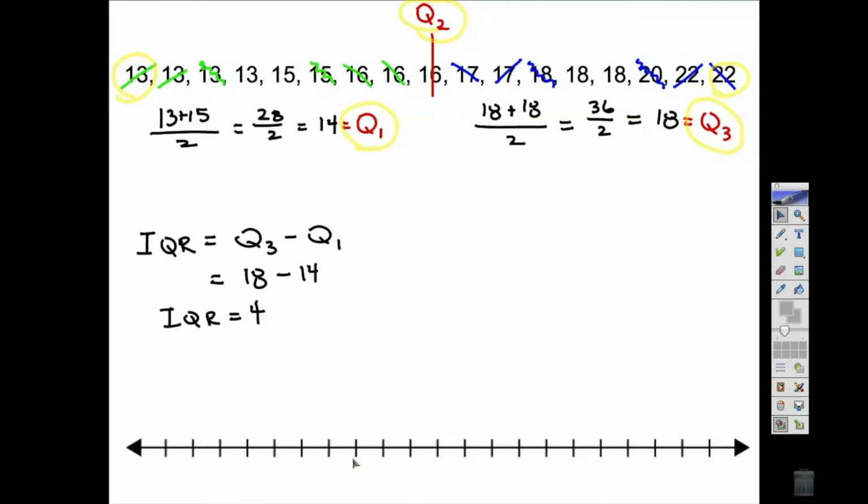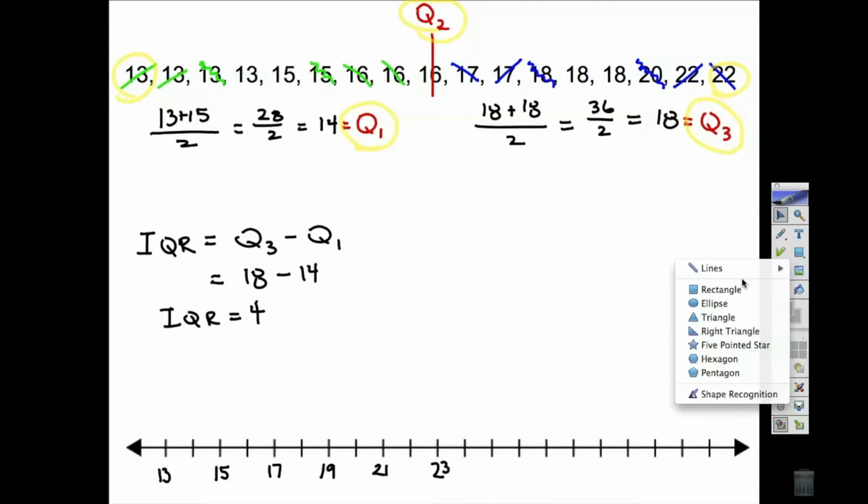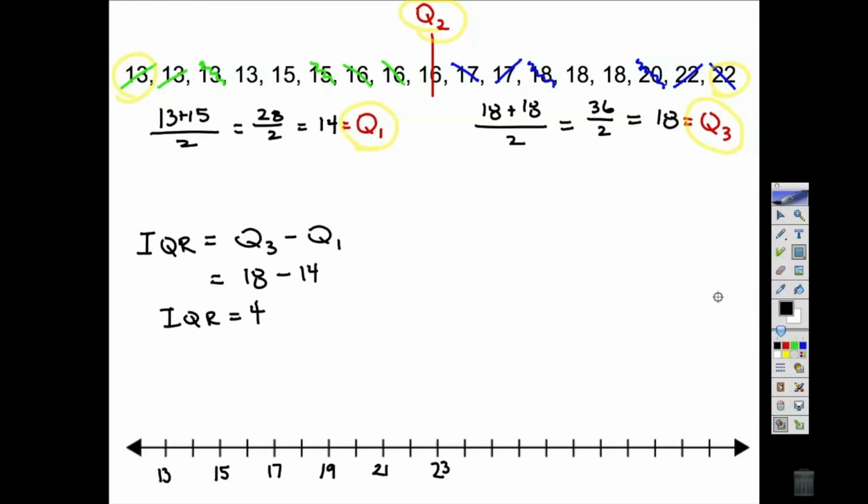We need the same increments. So here's our 13, 14, 15, 16, 17, 18, 19, 20, 21, 22, and 23. I'm not going any further past 23 because 22 is our maximum. All right, so we need to make a box between Q1 and Q3. Here's my rectangle.